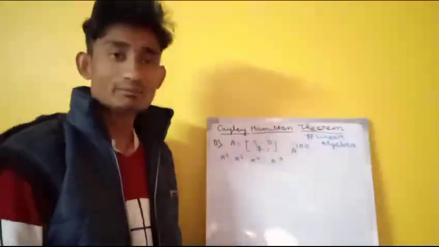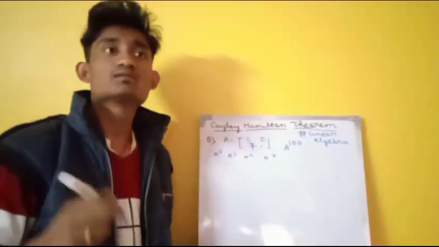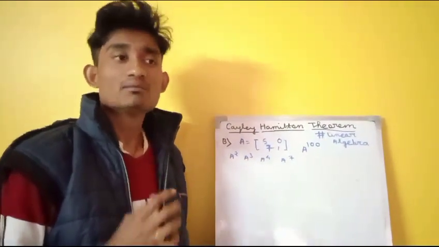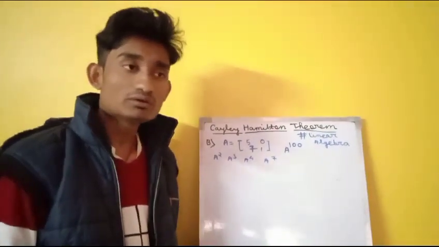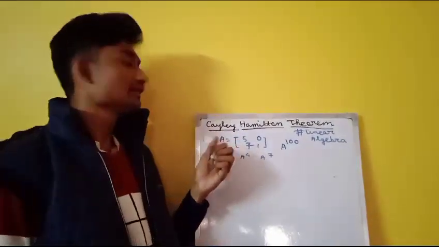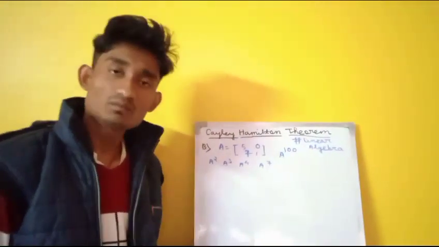That is quite possible, but A raised to power 100, A raised to power 1000, that is not possible practically. It is humanly not possible to multiply it up to 100 times. So we will be dependent on this Cayley-Hamilton theorem to determine this value.